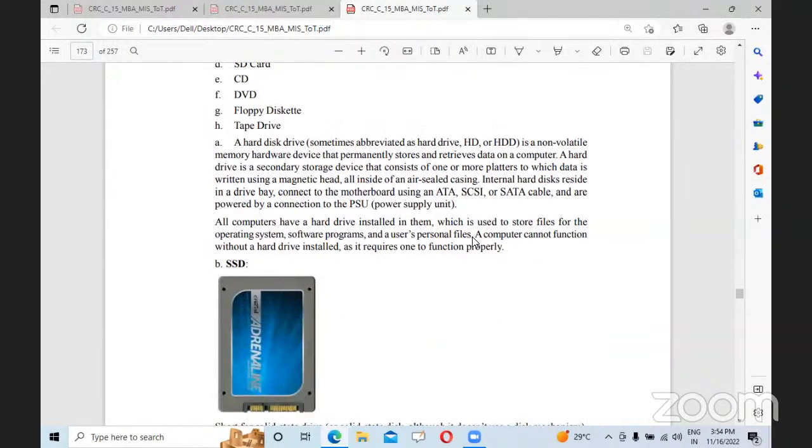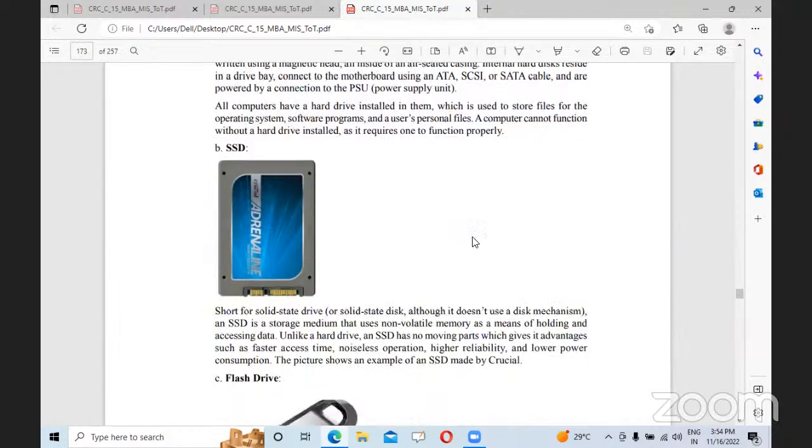A hard disk drive is a non-volatile memory hardware device that permanently stores and retrieves data on a computer. A hard drive is a secondary storage device consisting of one or more platters, which are written to using a magnetic head, all inside of an air-sealed casing. Internal hard disks reside in a hard drive bay, are connected to the motherboard using an ATA, SCSI or SATA cable, and are powered by a connection to the PSU.